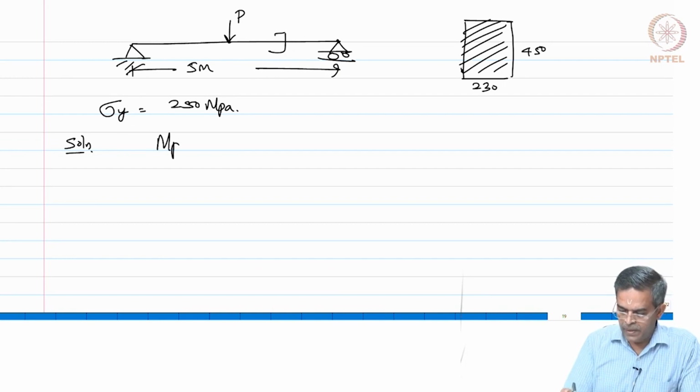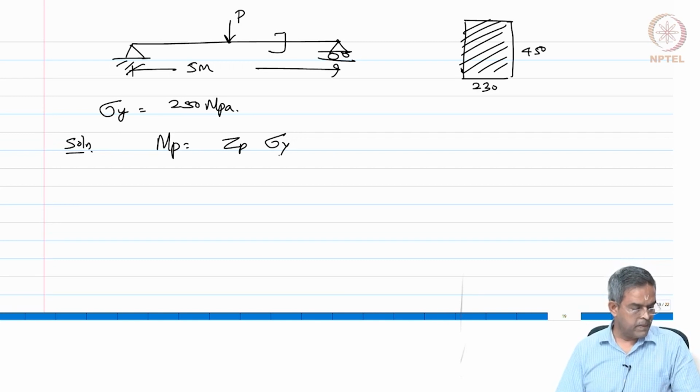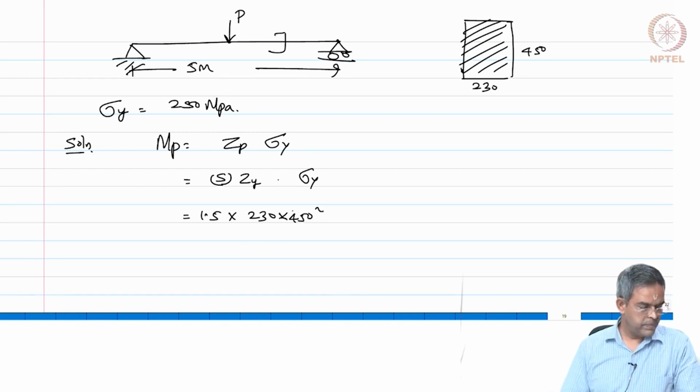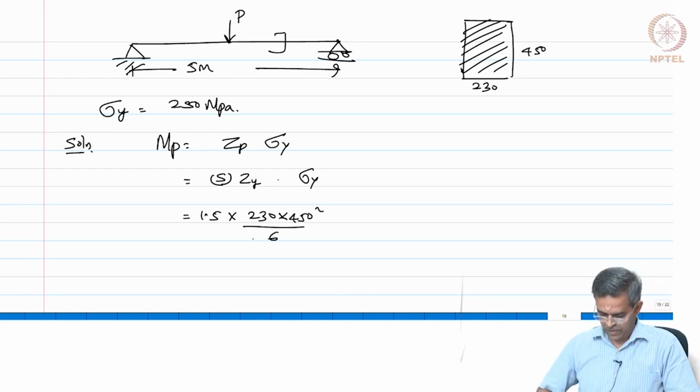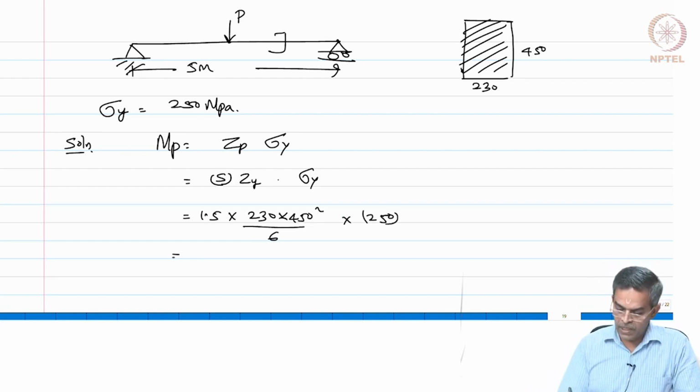We know MP is going to be equal to Zp into sigma y, which will be shape factor into Zy into sigma y, which is 1.5 into 230 into 450 square by 6 into sigma y is 250, which becomes, friends, 2.9 into 10 power 3 kilonewton meter.